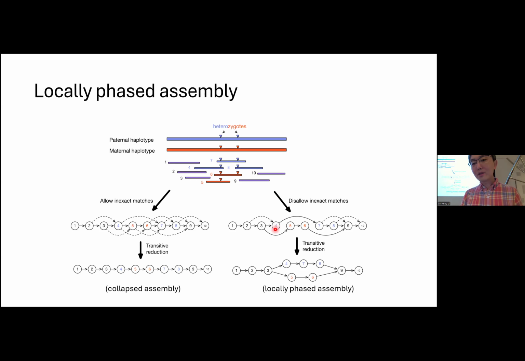And so you will not have this 4 and 5 overlap between the haplotypes, and similarly 6 and 7. And so when you remove the transitive edges, you will end up with this graph. This graph preserves the heterozygotes as well as the phasing. There are 2 SNPs, but this keeps the phasing between them. This is the key difference between this data and all the older assemblers.